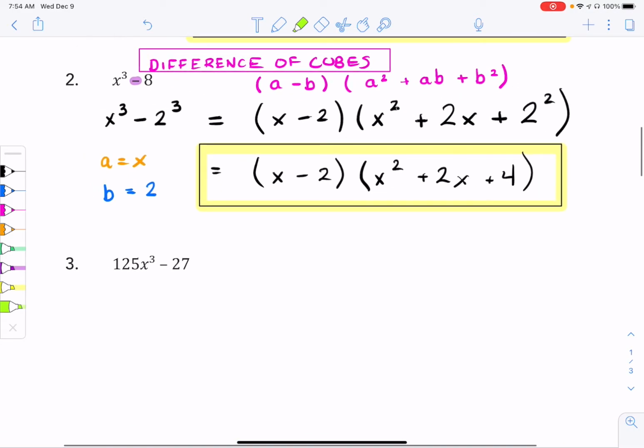All right, and the next one, number 3, we have 125 times x cubed minus 27. So right there we have a subtraction sign. That tells us that we're using difference of cubes.